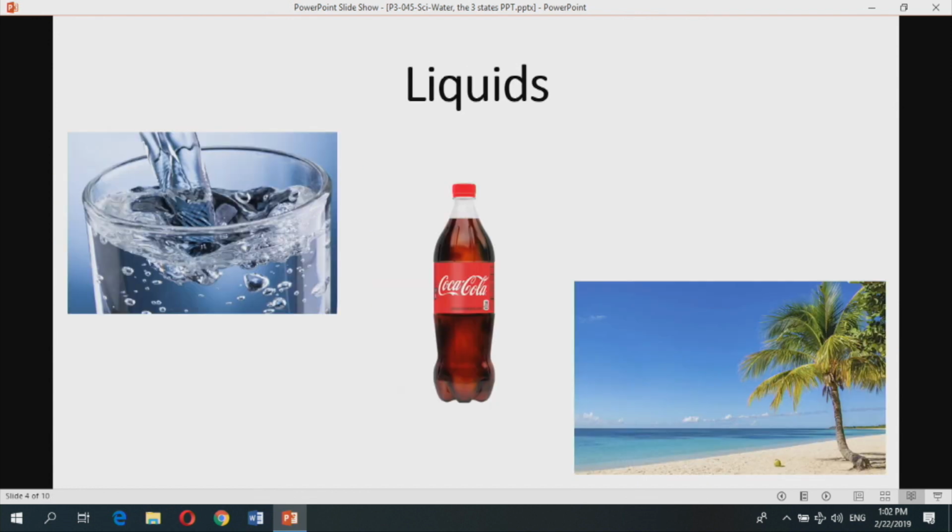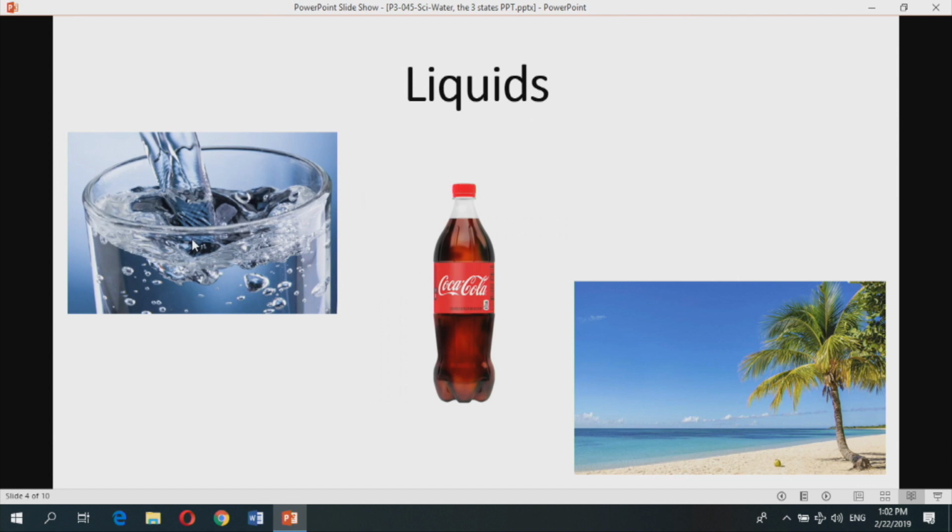Next we have liquids. Liquids are wet. Yes, anything that is wet is liquid. The main type we have is water. Water is the main liquid. But you can see here, here's a bottle of Cola. Liquid. Yes. Coffee. Tea. Orange juice. Apple juice. Anything that's wet is liquids.